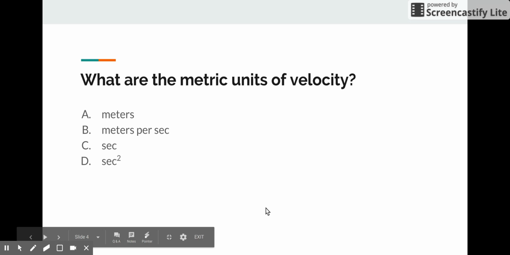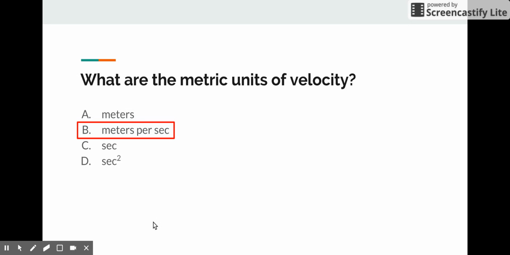What are the metric units of velocity? The answer here is meters per second. Right? Those would also be the units of speed. Meters, on the other hand, measure a distance or displacement. Seconds would measure time. Seconds squared we have not dealt with at all.